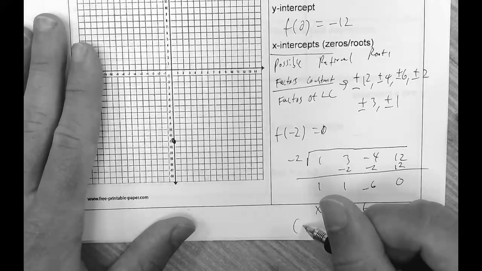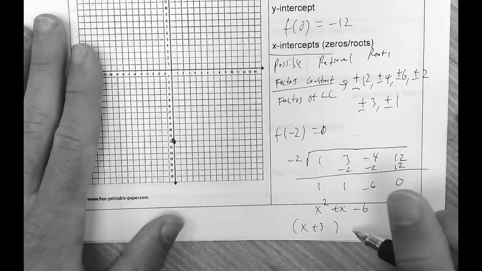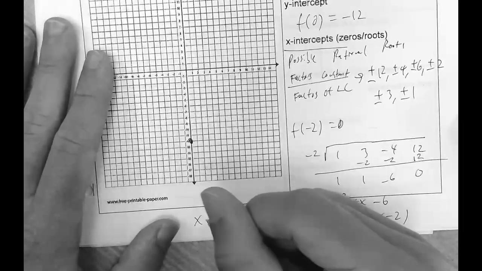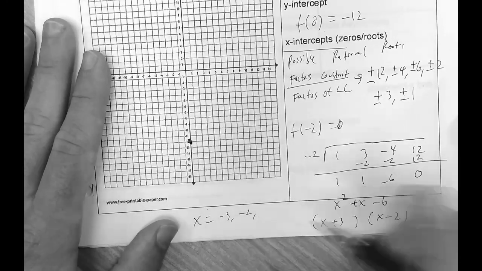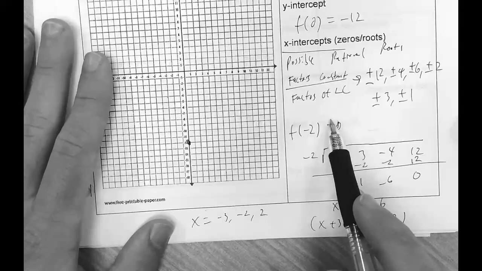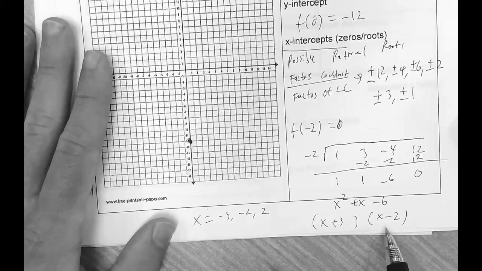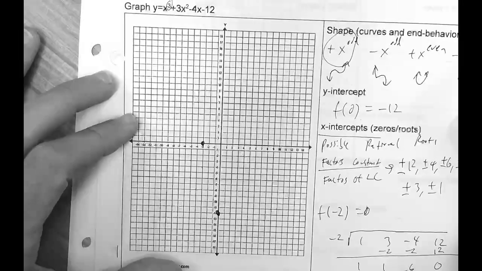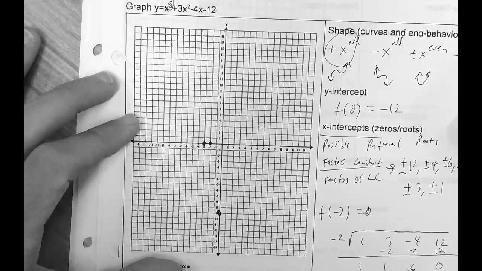We'll get x plus 3 and x minus 2. So that means my zeros would be x equals -3, -2, and 2. Okay, so -2 was the guess and check. Then by dividing it, we factored and we saw that -3 and 2 were the other zeros. So -3, -2, and then 2.